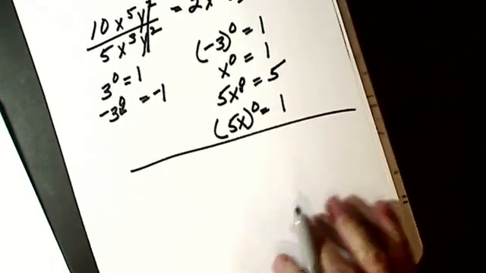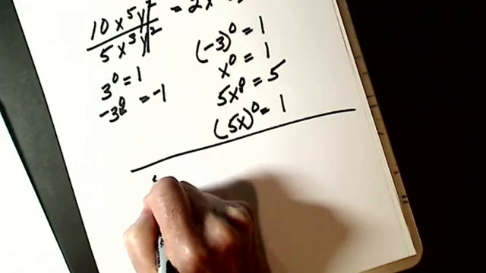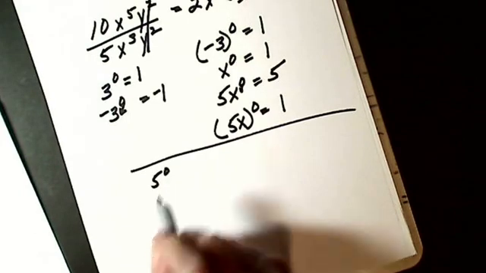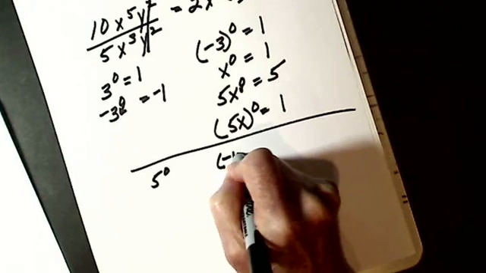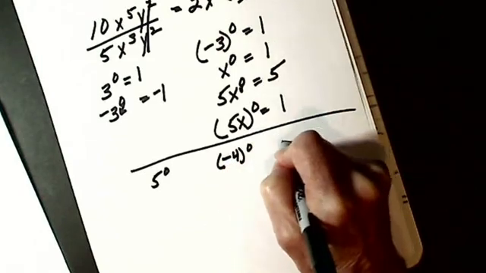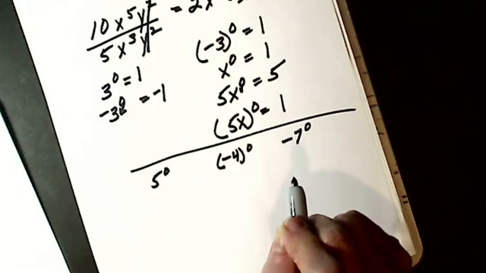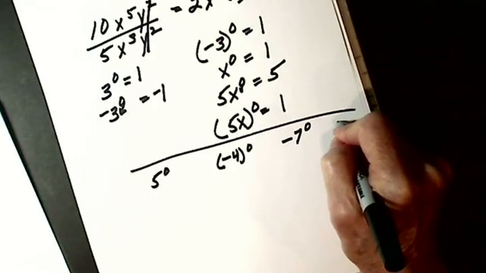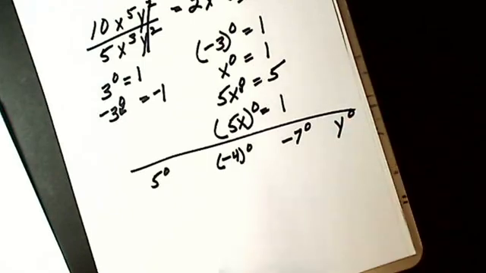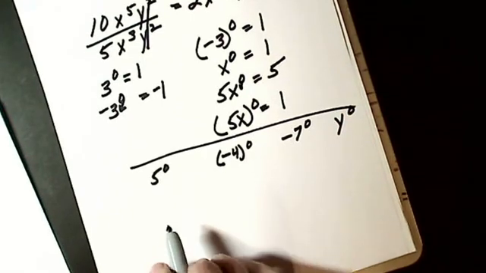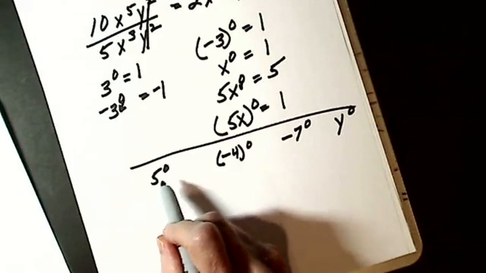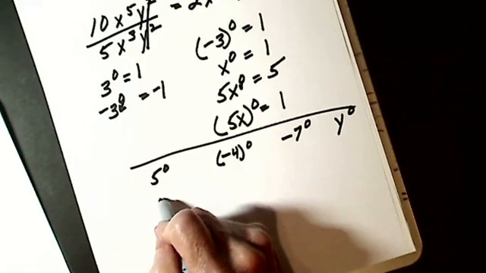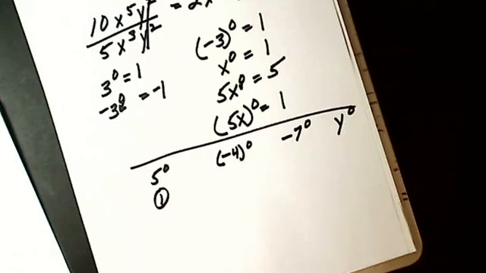So let's just do a couple more. Let's say I have 5 to the 0. Let's make it negative 4 to the 0. Negative 7 to the 0. Let's make it y to the 0. All right, any expression to the 0 power is 1. So my answer is 1.